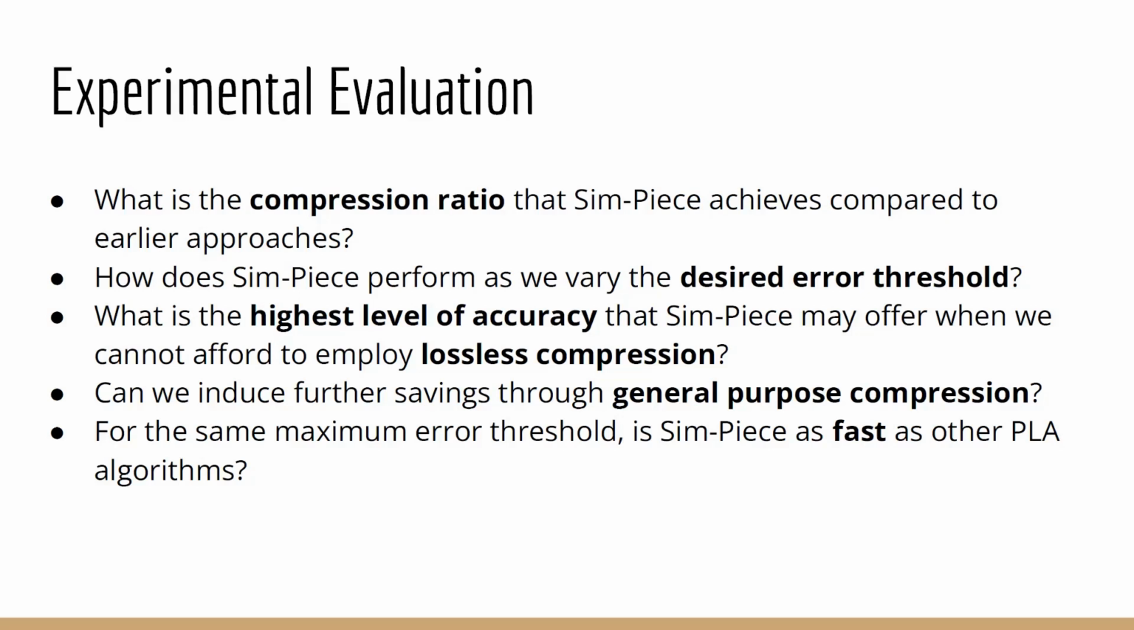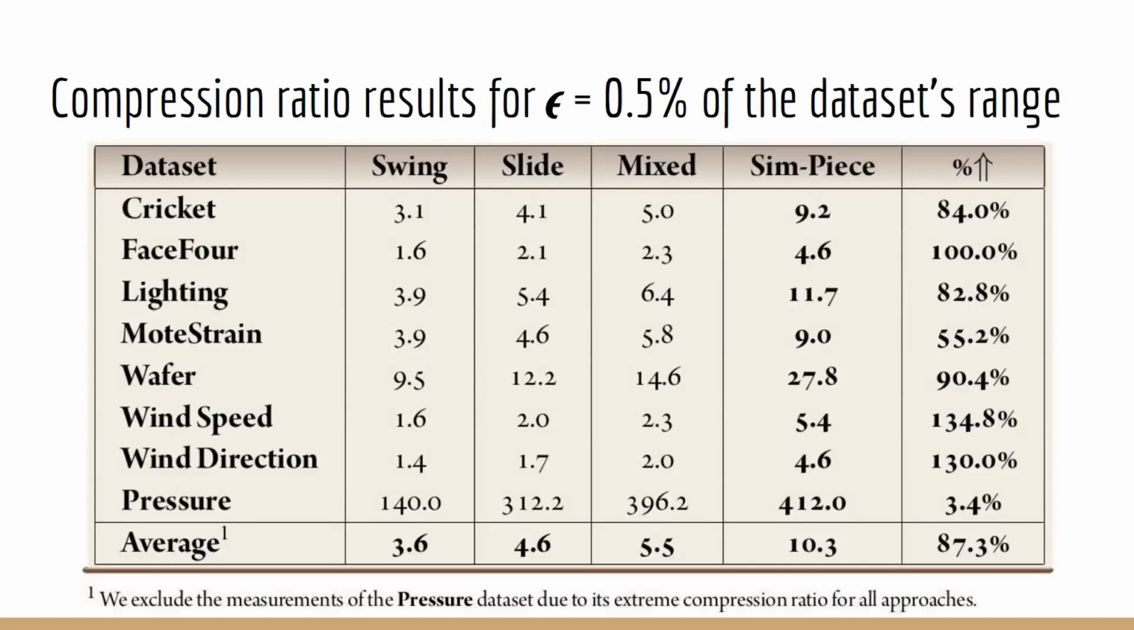To evaluate our approach, we will try to answer questions with regards to space efficiency, accuracy, the impact of using additional compression algorithms, and the execution time. In this slide, we see the compression ratio of SymPeace against 4 earlier PLA approaches when setting the error at 0.5% of the signal's range for a wide range of datasets. You can see that SymPeace attains compression ratios with almost 2-fold improvement on average. Mixed is second, Slide is third, and Swing is fourth.